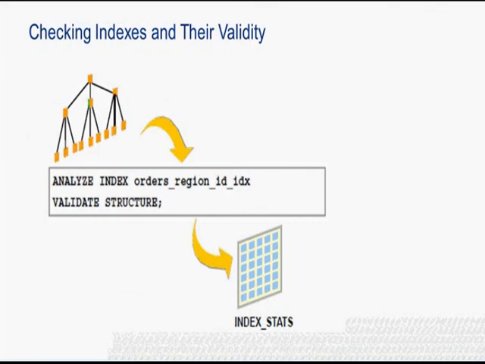Analyze the index to perform the following. Check all the index blocks for block corruptions. Note that the command does not verify whether index entries correspond to data in the table. Populate the index stats view with information about the index. Its syntax is ANALYZE INDEX index_name VALIDATE STRUCTURE. After running this command, query index stats to obtain information about the index.